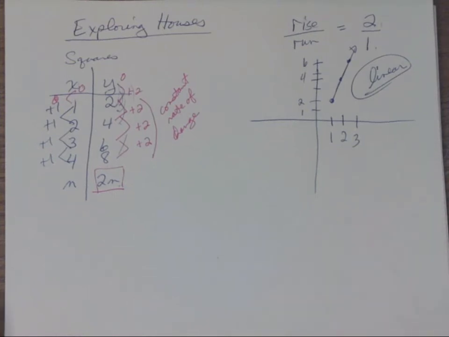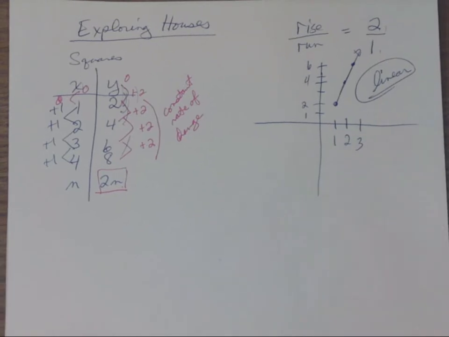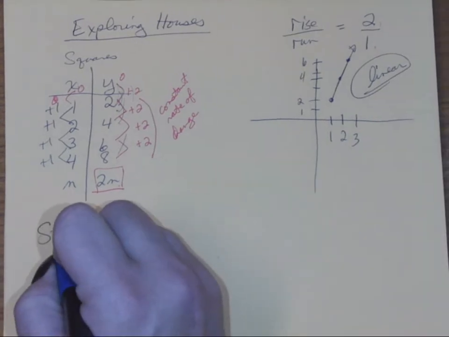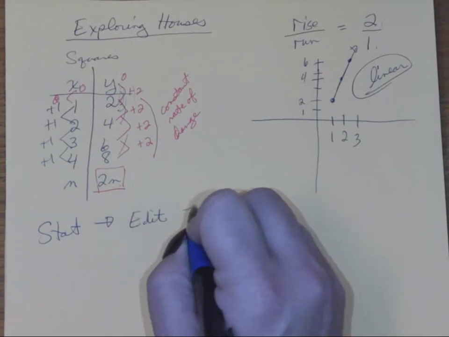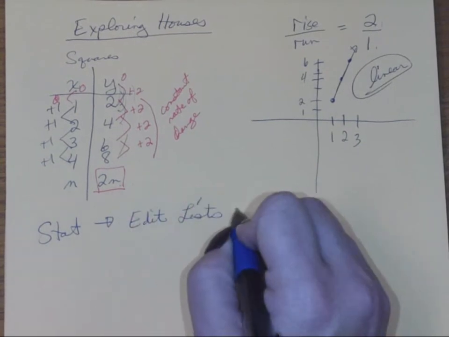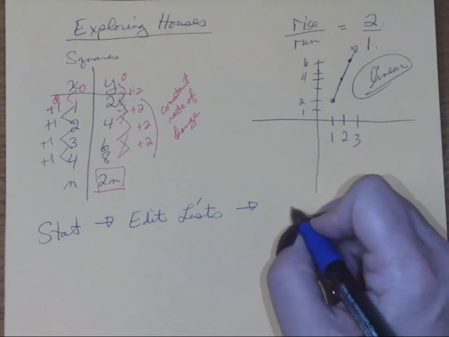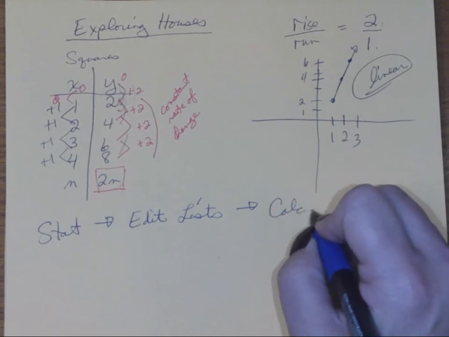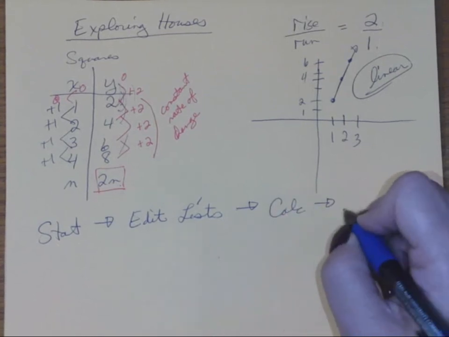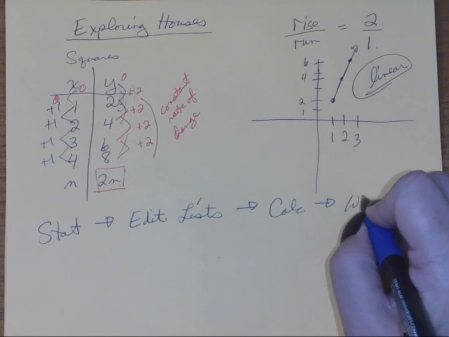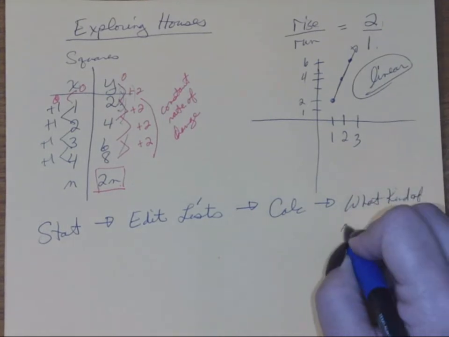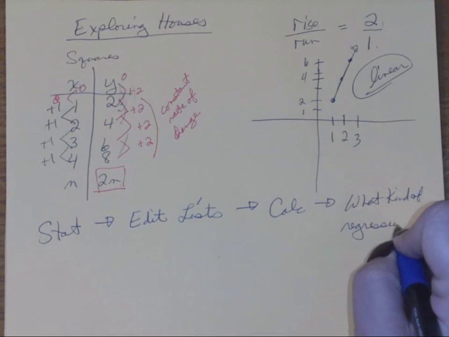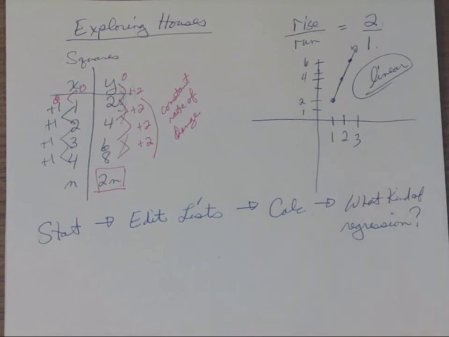You remember that the way to do it is to go into your stat, edit your lists, and then you can calculate and just tell it what kind of regression. And on this one, we would want a linear regression.